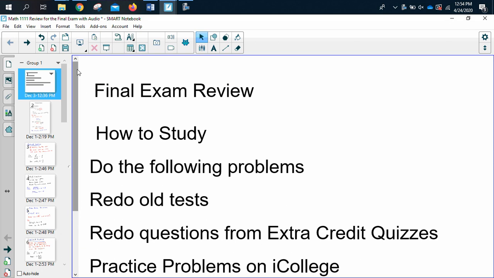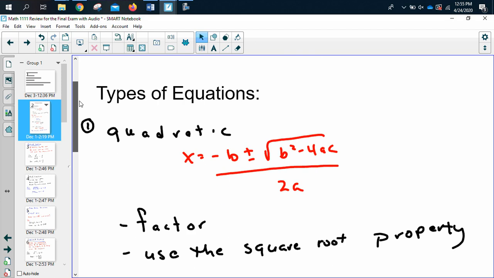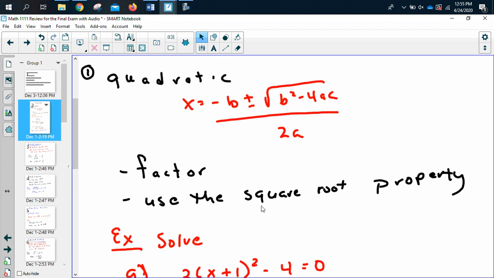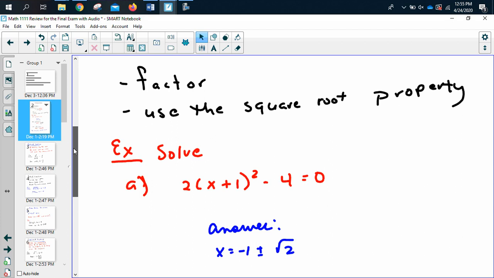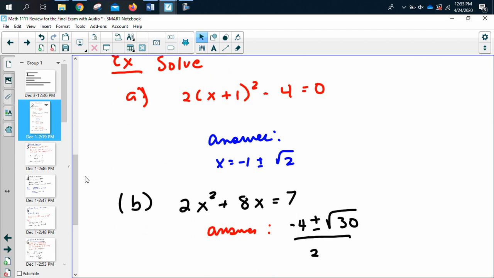The final exam will be on iCollege, and I believe I posted the calendar of when the final exam will be. So we had a lot of types of equations. We had quadratic equations, so you'll need to know the quadratic formula. You'll need to be able to solve quadratic equations by factoring, using the square root property, and using the quadratic formula. What I have in this document are some problems for you to try and the solutions.